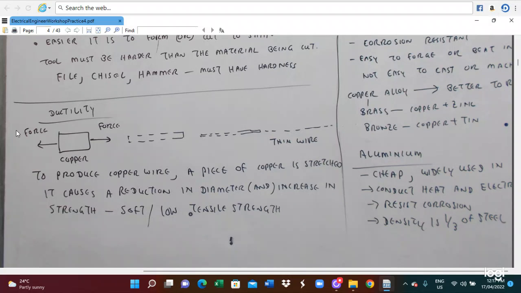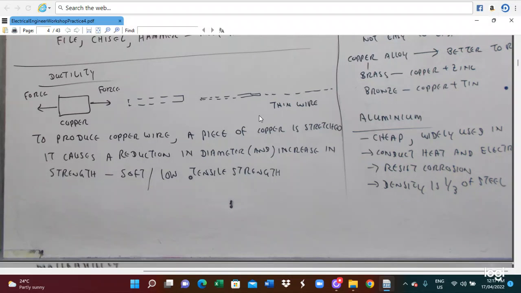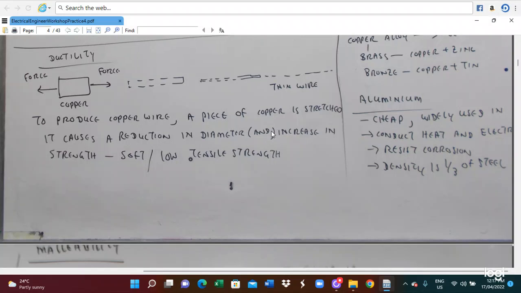Ductility is when you put a force on the metal so that the cross-sectional area gets smaller and smaller and the length gets longer and longer. We call this ductility. So to produce copper wire, the piece of copper is stretched, which causes a reduction in diameter and an increase in strength, and tensile strength can also change.